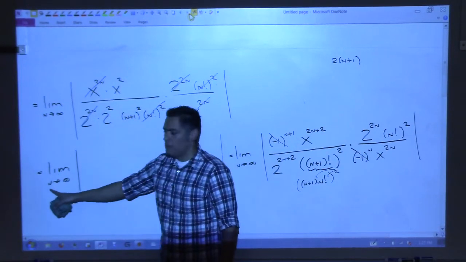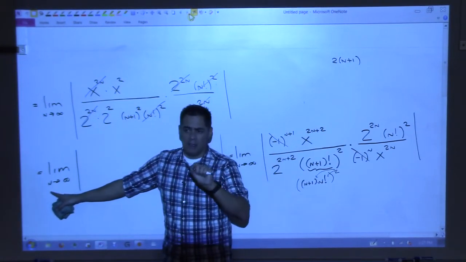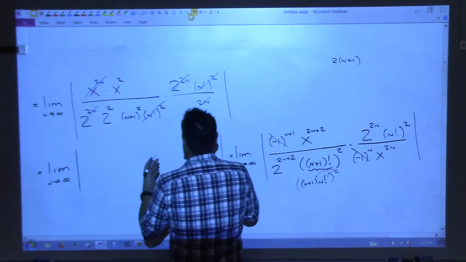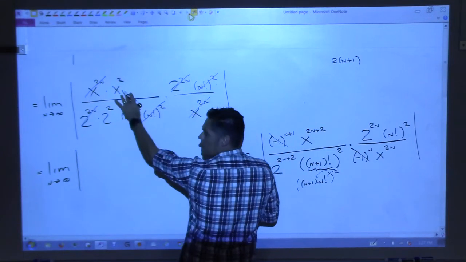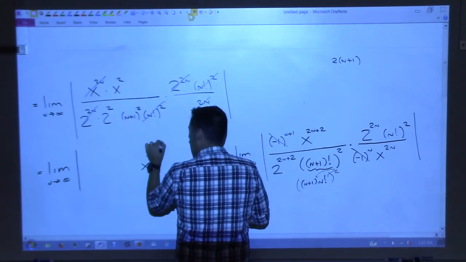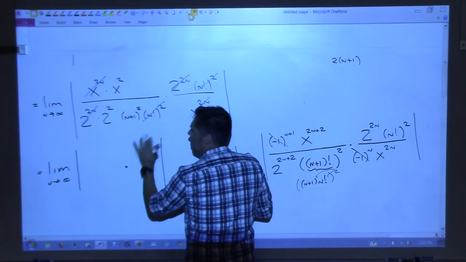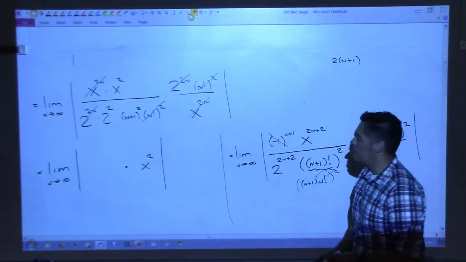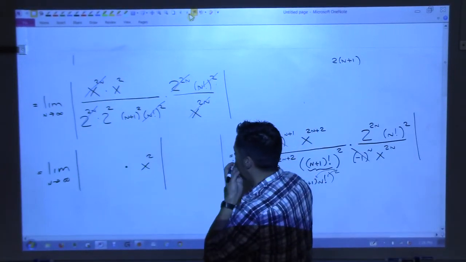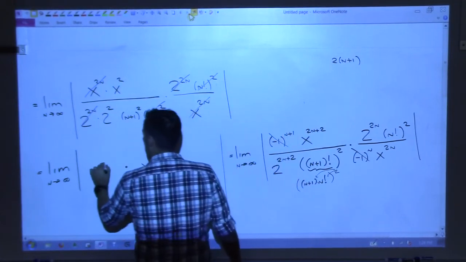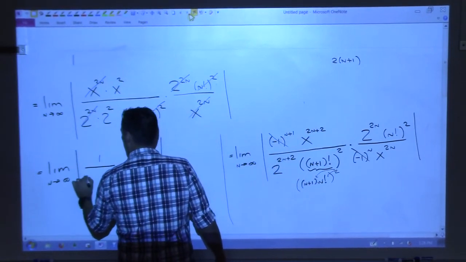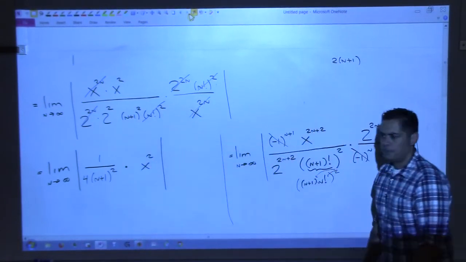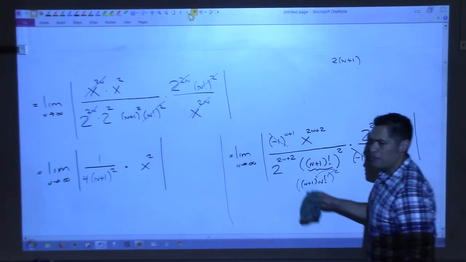And watch how I write this. Because my limit is having n go to infinity, x has nothing to do with the limit, right? The only thing that has x in it is the x squared. I'm going to put that over here, still in the absolute value, and next to it, times, I'm going to put everything else. So I'm isolating the x part from the rest of the expression. And the only thing left on the other side is what? 1 over 4 times n plus 1 squared. That's it. That's all that's left.